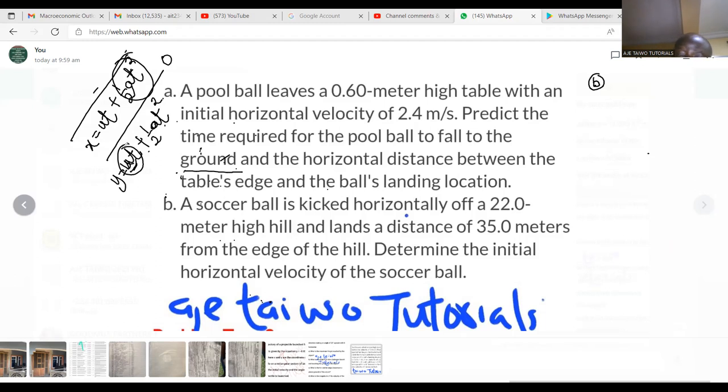Okay. Let's go. Number two says what? A ball is kicked horizontally. Now this one made it clear to you that it is horizontal projection. The first one did not make it clear to you. They said from a 0.6 meter high table, the ball rolls down from the table. And that makes it horizontal projection also.